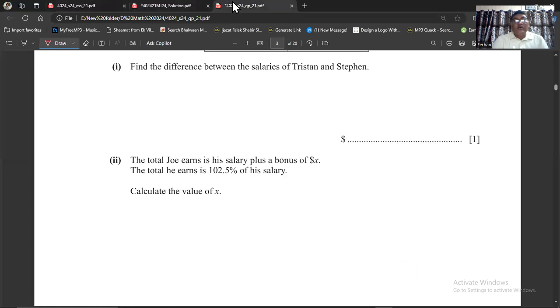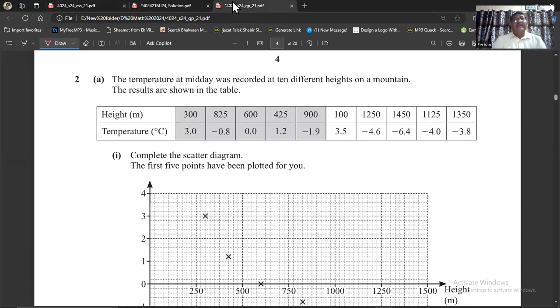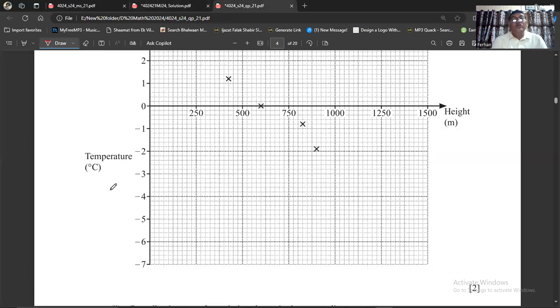Okay, so we are going to the next question, question number 2, which is coming up on your screen. It's the a part. He says the temperature at midday was recorded at 10 different heights on a mountain. The results are shown in the table. So here we have the heights and then the temperatures. And he says complete the scatter diagram. The first 5 points have been plotted for you.